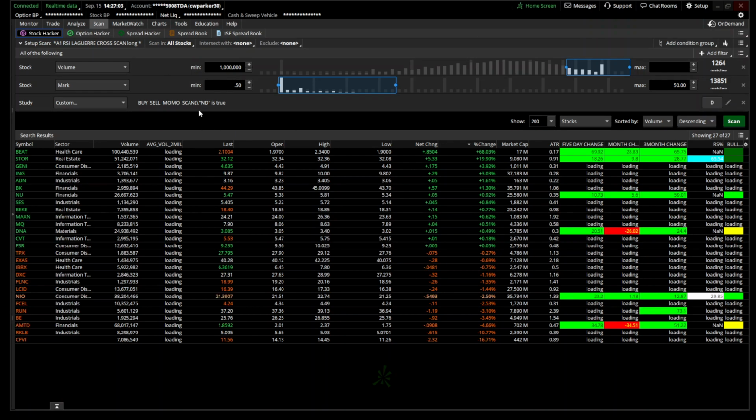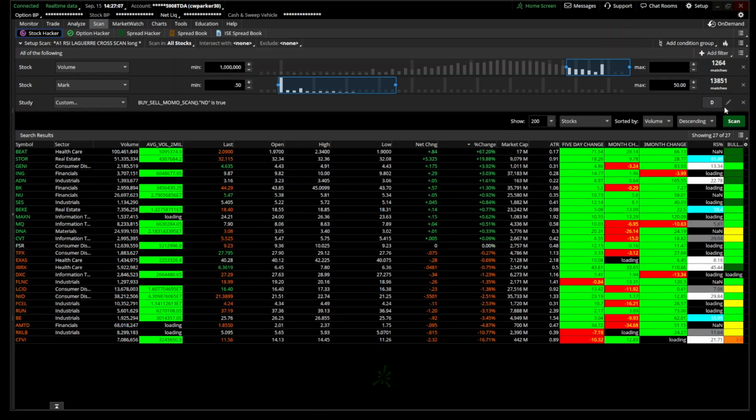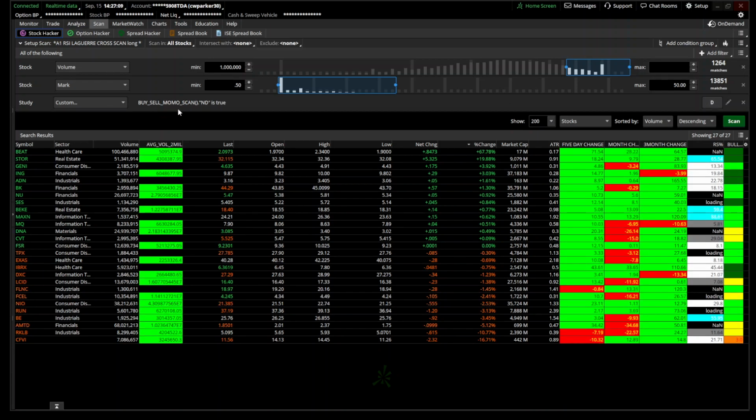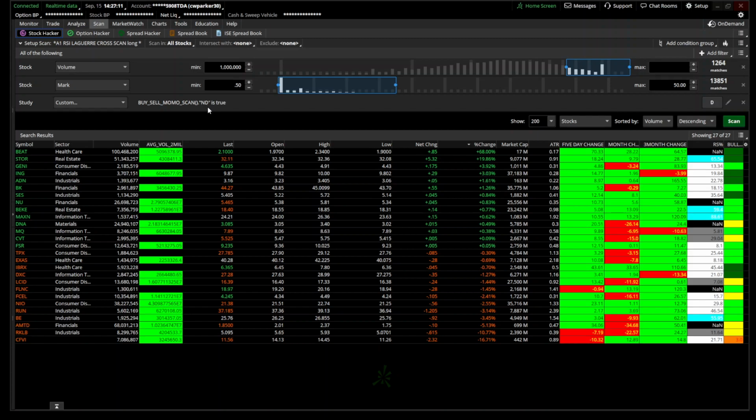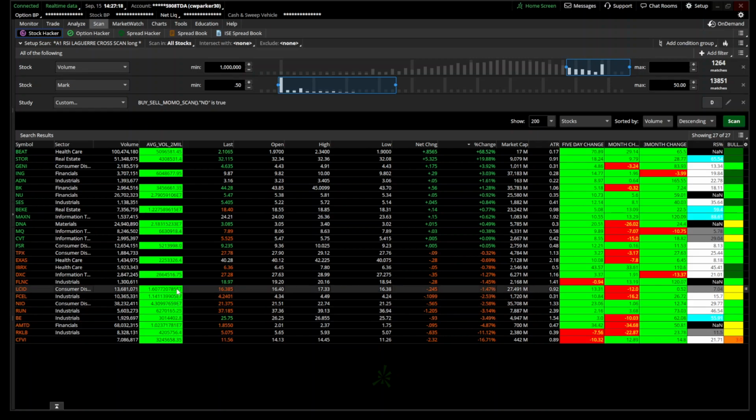I think I had it initially set for negative divergence, so we're looking at negative divergence right here on this scan. So buy sell Momo scan, ND stands for negative divergence. We can go to any of these stocks and see that they have a negative divergence on the day. So Lucid, LCID.